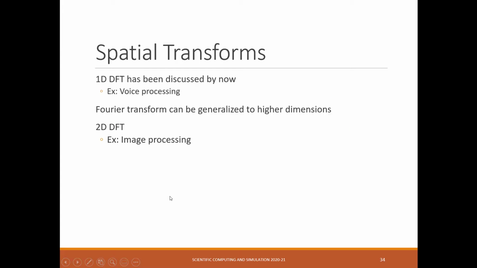In previous slides, we discussed one-dimensional DFT. One-dimensional Fourier transform is able to analyze waves with just one dimension, such as voice or music waves. There are many applications which are functions of 2D or even higher space, such as images. So if we want to transform pixel values of an image, we need 2D DFT.